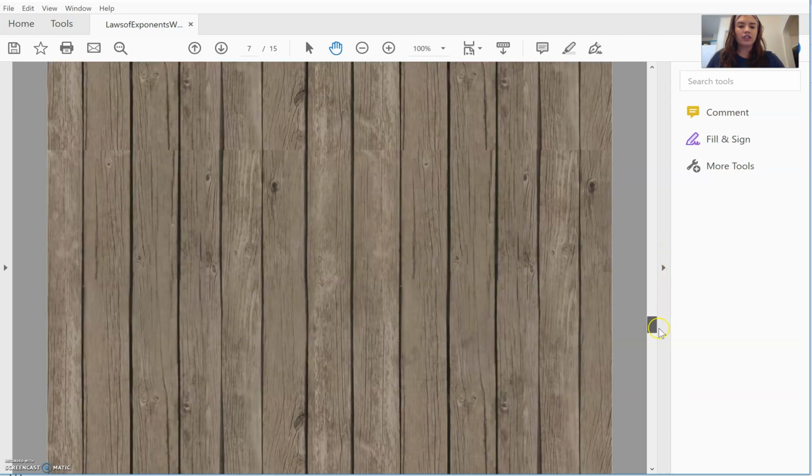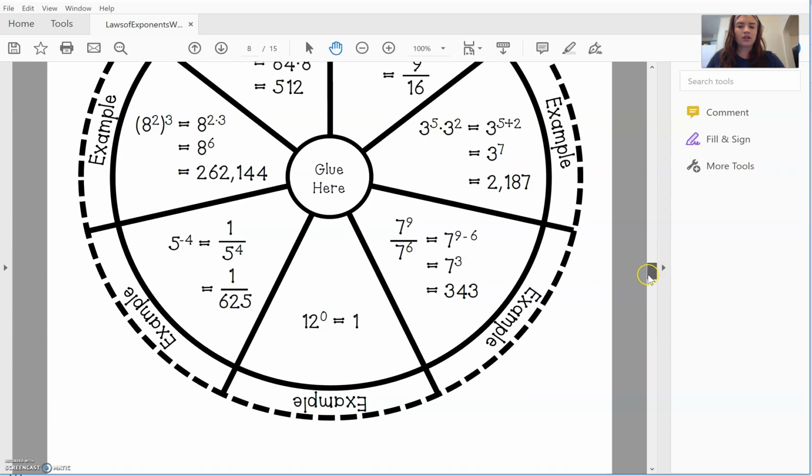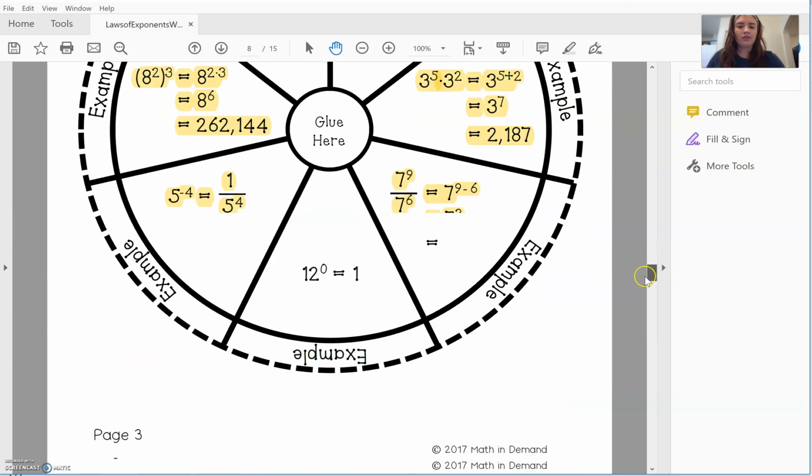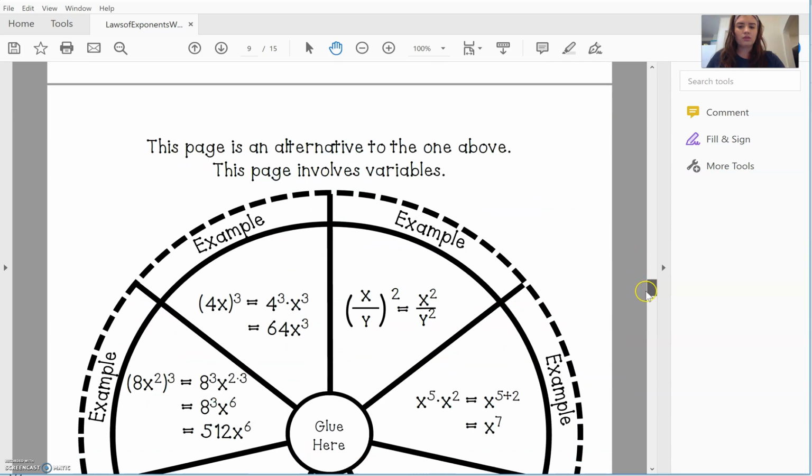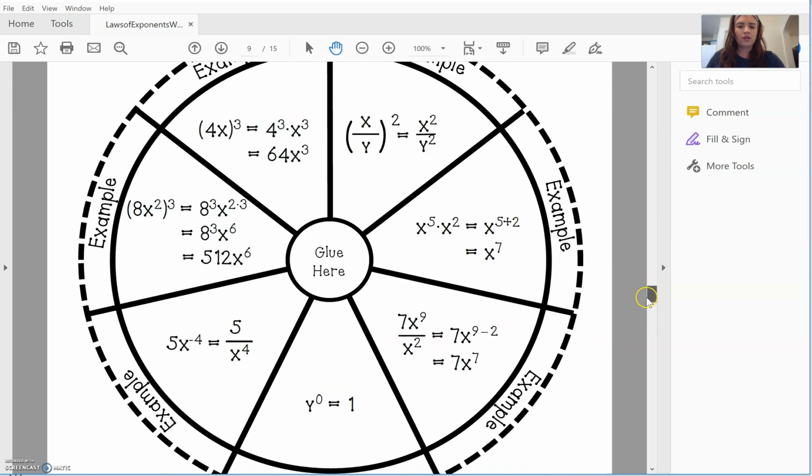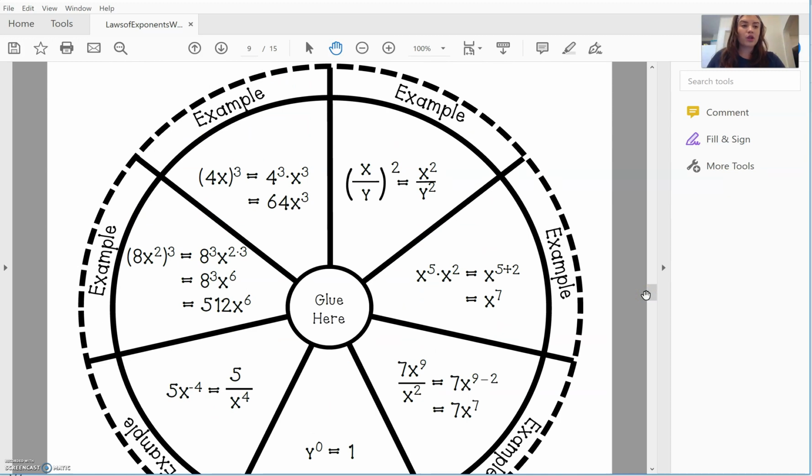So on your sheet, we don't want this one, we want this one. You have multiple examples for each rule. So if you glue these together correctly, you'll be able to pull up the rule tab that gives you your generic rule, what you do. And then when you pull that up, you have an example that I wrote on your paper for you.